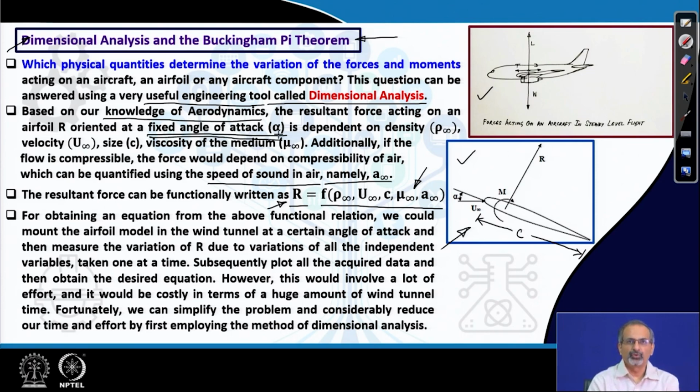Now, if you want to address this problem and try to find out what exactly is the functional relation here, one way could be that you mount the airfoil model in the wind tunnel at a certain angle of attack and then you measure the variation of this force R. How? By varying all the independent variables one at a time. So, what will happen? You will get a lot of plots which will be generated through the acquired data, and then hopefully you will be able to obtain the desired equation which connects the independent and dependent variables.